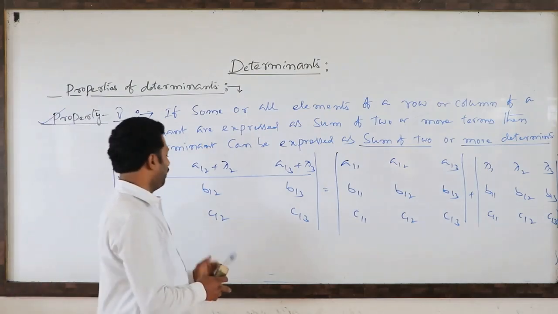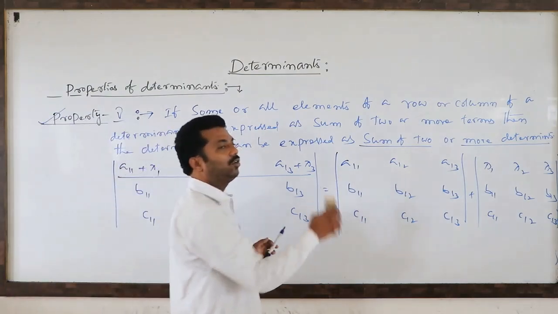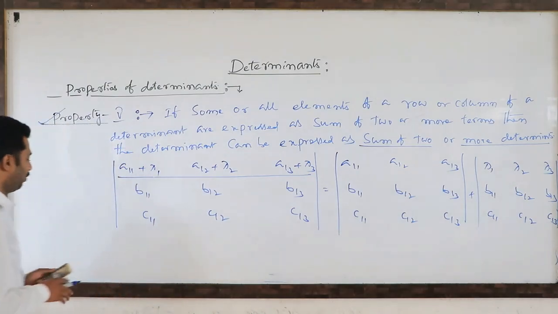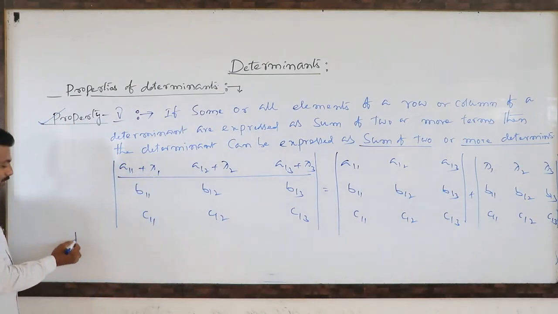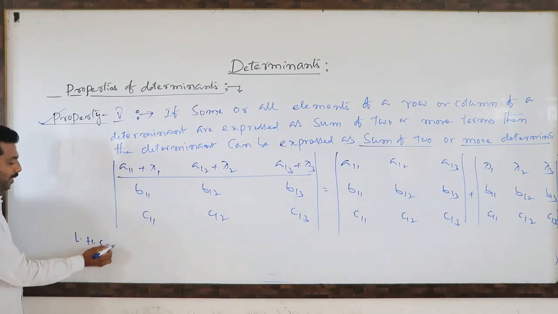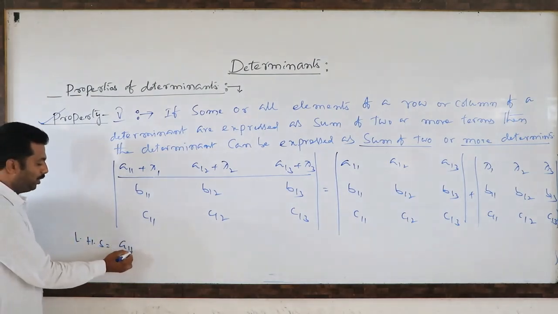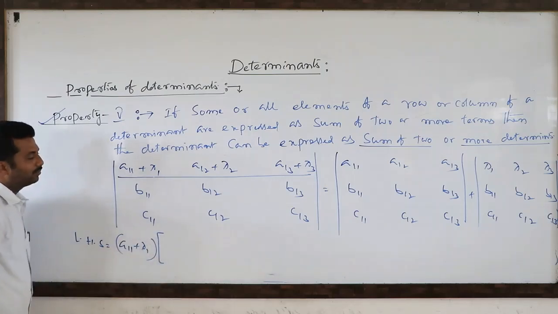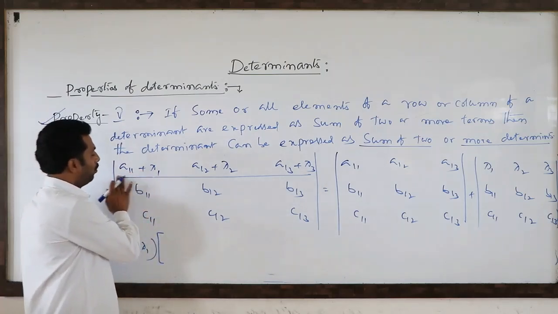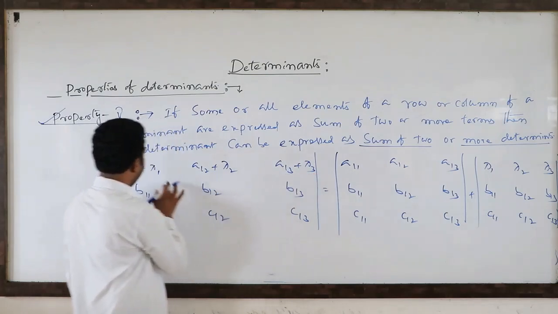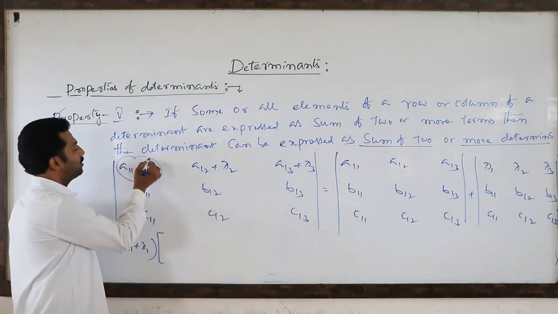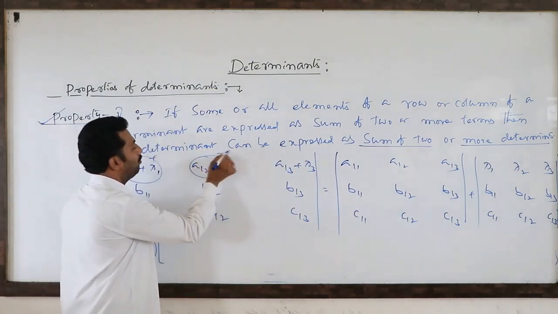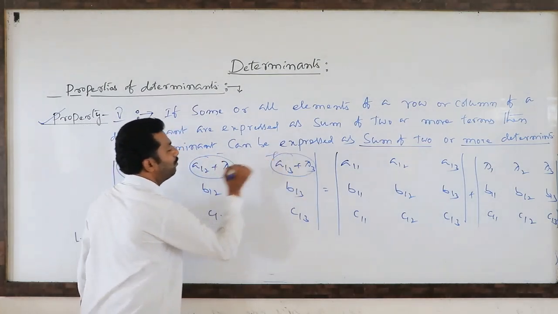Then how to prove it? If you expand the LHS, automatically the RHS will come. So you observe the LHS part. We are just expanding the LHS part. So a11 plus lambda 1 into, you tell me. If I close, see here, this is plus sign, this is minus sign, this is plus sign.